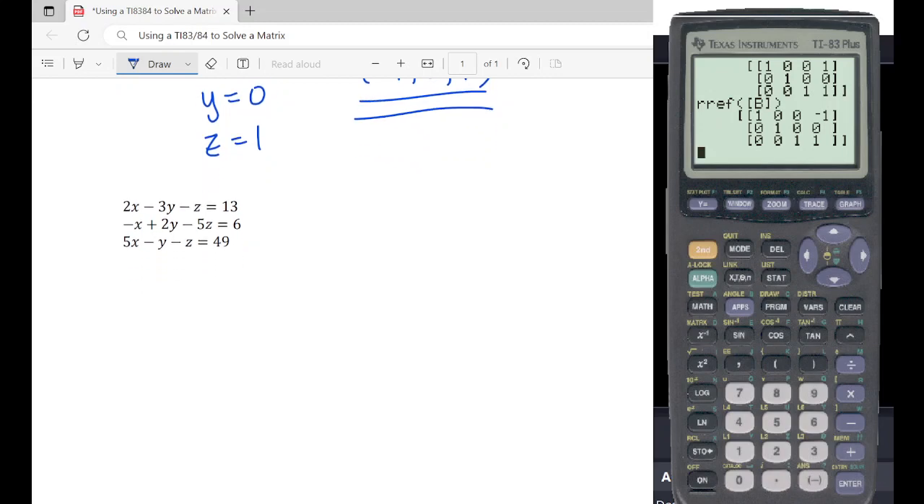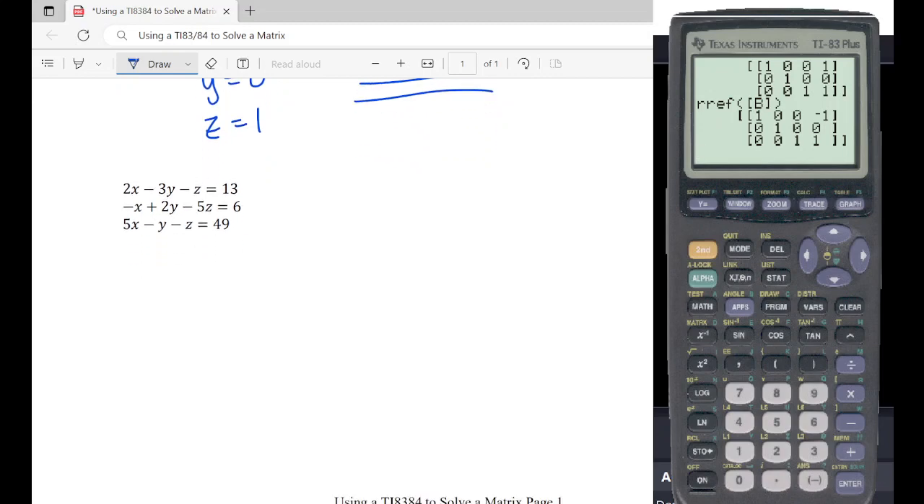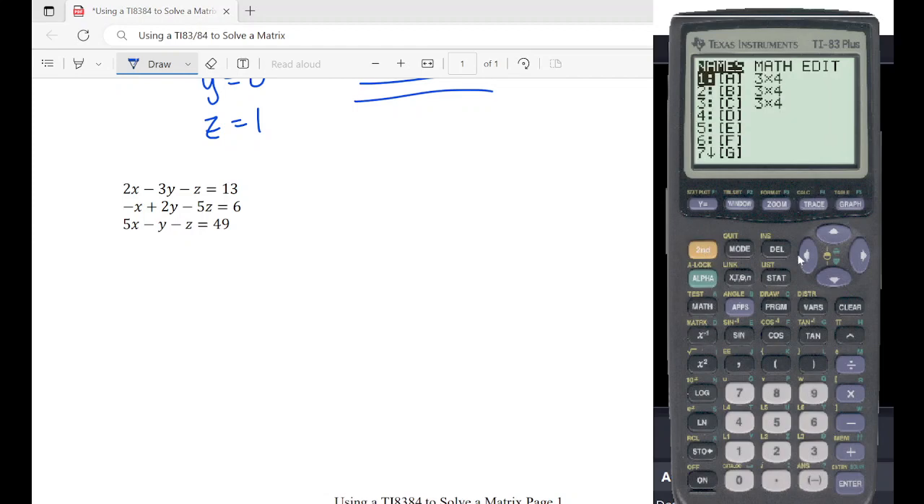Let's do something a little bit more colorful. Let's do this system here. Much bigger numbers, much more going on. So we're going to do it again. Second and matrix. Over to edit, and we're going to choose option C. Again, this is a 3 by 4. And so 2, -3, -1, 13. -1, 2, -5, 6. Then 5, -1, -1, and 49.